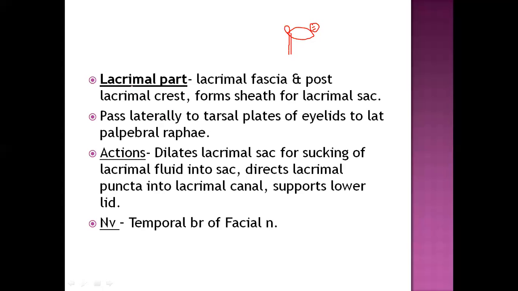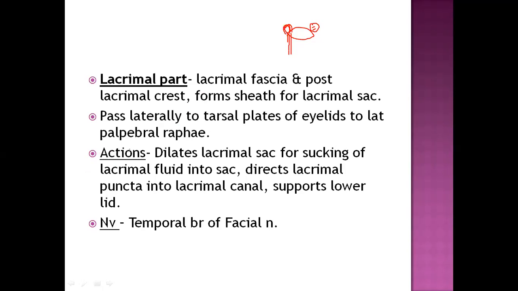Now, this lacrimal part of the orbicularis oculi arises from the lacrimal fascia. You find a fascia that covers the lacrimal sac, and also the posterior lacrimal sac. There is a bone called the lacrimal bone. It has a crest, and from there it arises and forms a seat for the lacrimal sac. So it forms a seat around the lacrimal sac, like this.